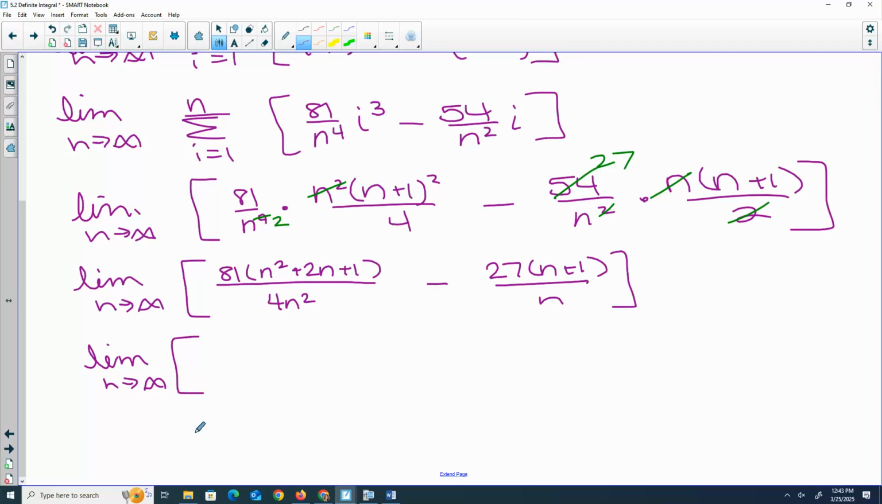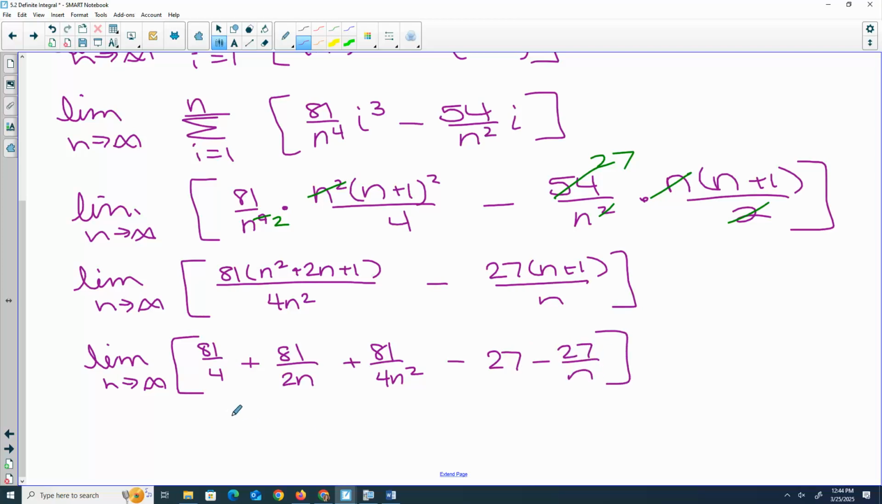Now what do I do? So, can I distribute and break these apart as I go? So, 81 n squared over 4n squared. So that's pretty close. 81 times 2n divided by 4n squared would be 81 over 2n. Then 81 over 4n squared. This one, distribute negative 27, so negative 27n over n is negative 27, minus 27 over n.